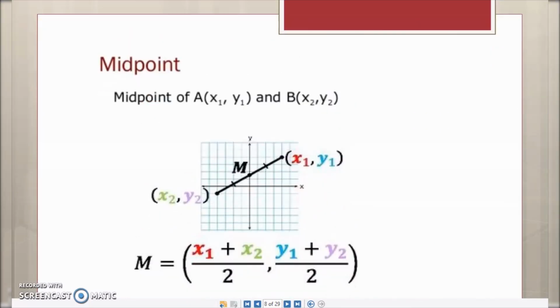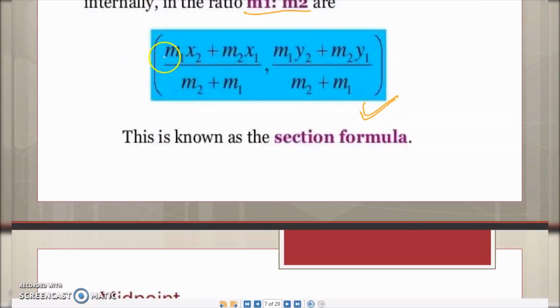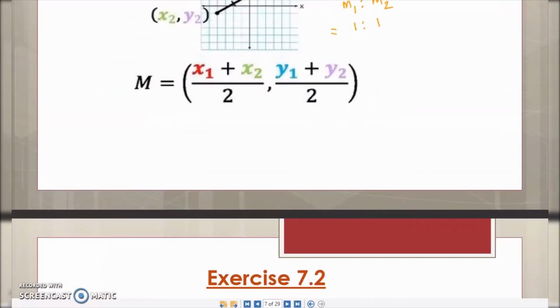Now we can generalize this for the midpoint. Suppose the point P is the midpoint M, then what will be the section formula? You can generalize it to (x1 plus x2) by 2 and (y1 plus y2) by 2. Now why is this happening? In this case, m1 is to m2 is equal to 1 is to 1. So you can substitute m1 and m2 equal to 1 in the above formula. So when m1 and m2 are 1, you will get (x2 plus x1) by (m1 plus m2), which is 1 plus 1, 2. And here (y1 plus y2) by 2. So this is how you can generalize the section formula.